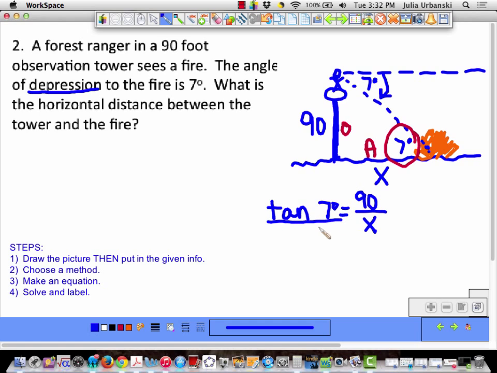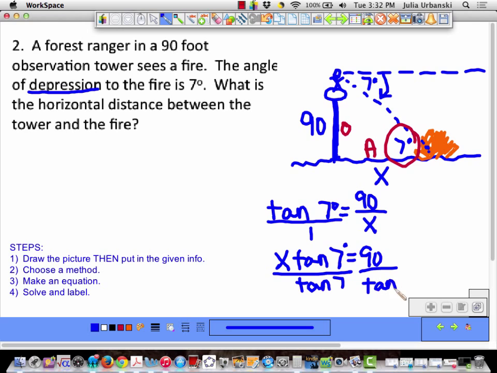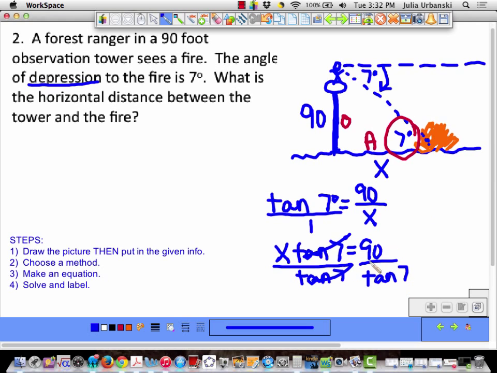Since I know the degrees, I'm going to cross multiply it. x times the tangent of 7 equals 90, but x isn't alone yet, so I need to divide by the tangent of 7. And x is going to be, I need to look back at the problem to see if they want me to round it a particular way. What is the horizontal distance between the tower and the fire? They don't specify, so I'll probably do nearest tenth.